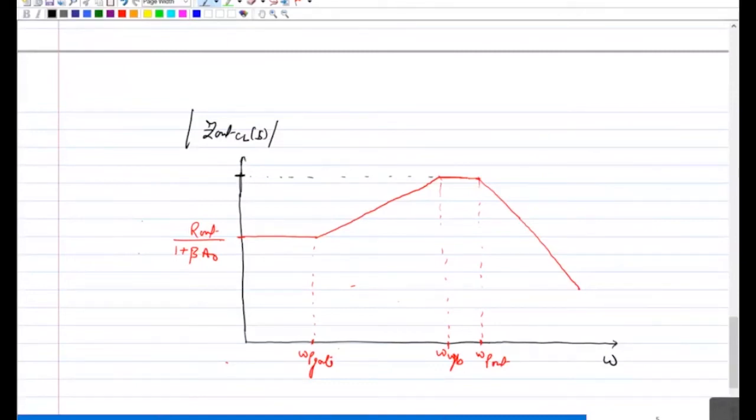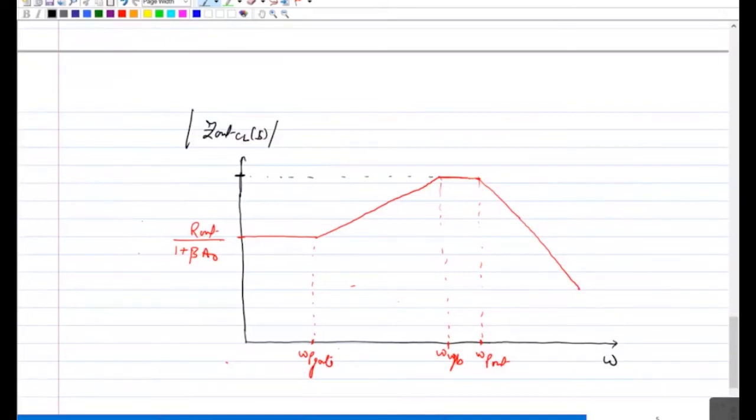It will be square root of 2. How do you write a magnitude of the transfer function? Correct, that's why you have the 3 dB. So square root of 2. So you can say, okay, R out by square root 2.